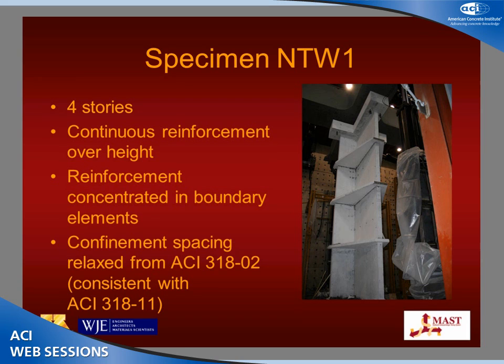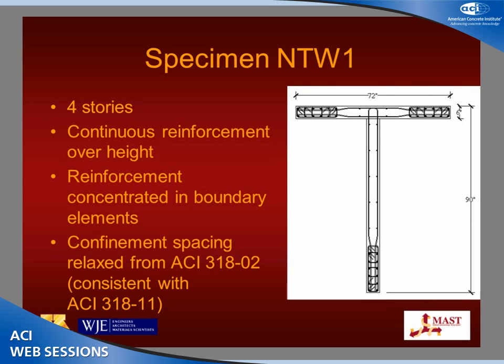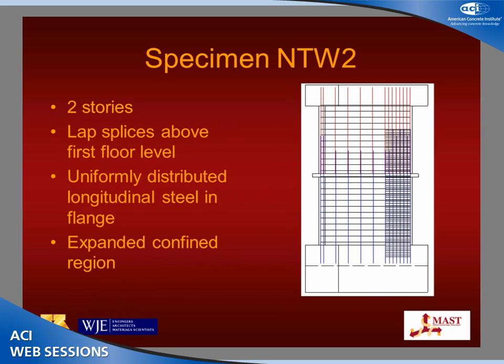NTW1 was a 4-story sub-assemblage from a 6-story prototype building. We applied a moment at the top to mimic the shear-to-moment ratio of the 6-story building. Reinforcing was continuous over the height. It was concentrated in the boundary elements, and the confinement spacing was relaxed from the requirements of ACI 318-02, which was then current, but it would be consistent with the new requirements in 318-11.